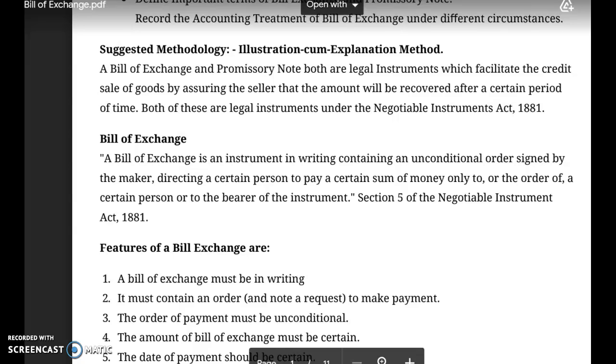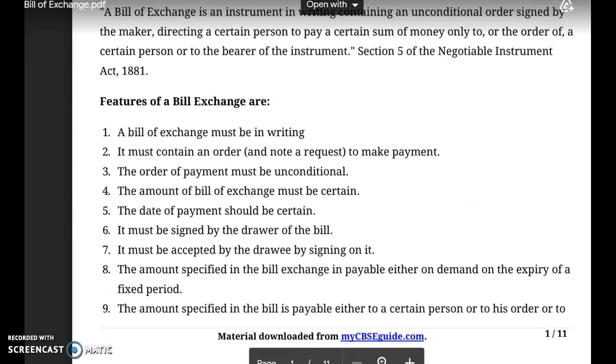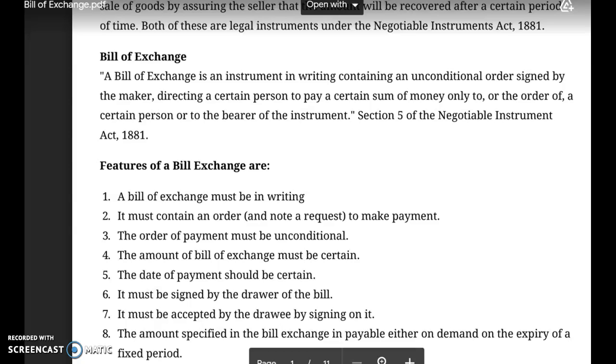So dear students, I hope now you are in a position to understand what a bill of exchange is. A bill of exchange is an instrument in writing containing an unconditional order, signed by the maker, directing a certain person to pay a certain sum of money only to, or to the order of, a certain person or to the bearer of the instrument, as per Section 5 of the Negotiable Instruments Act 1881.